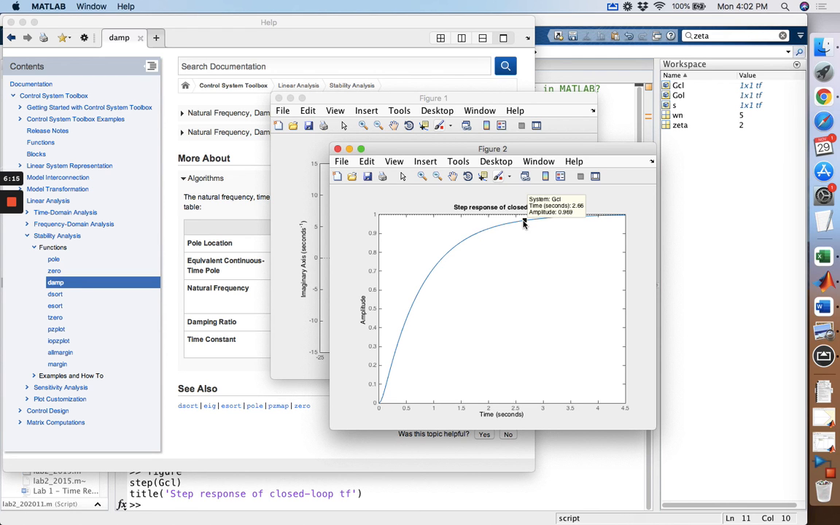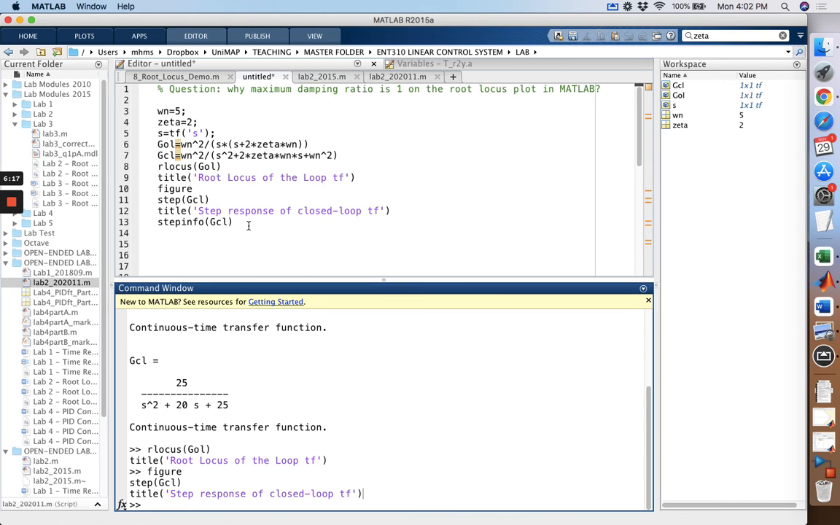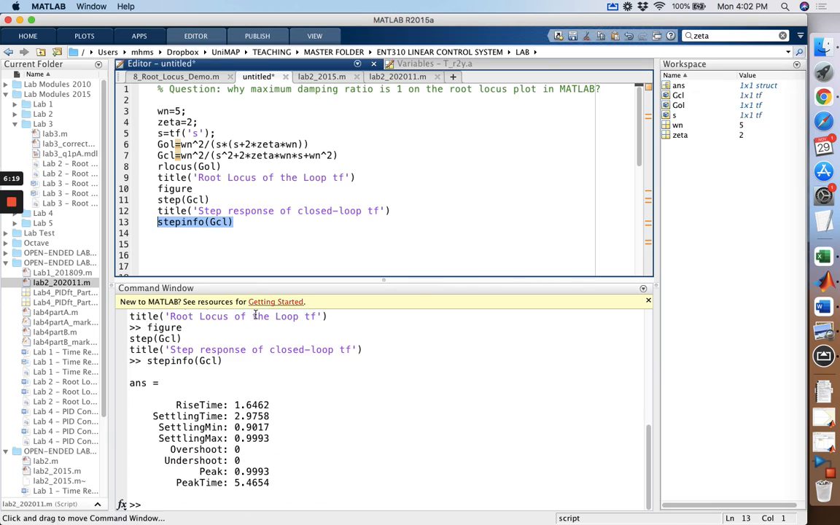You can also call stepinfo, and for this we have all the information here, including the overshoot. The overshoot is 0, right? So remember the relation between zeta and overshoot, you have the formula for that, and you can find the value of zeta from there. So I hope you understand why MATLAB always shows damping ratio equals 1 for all the locations of poles on the real axis.